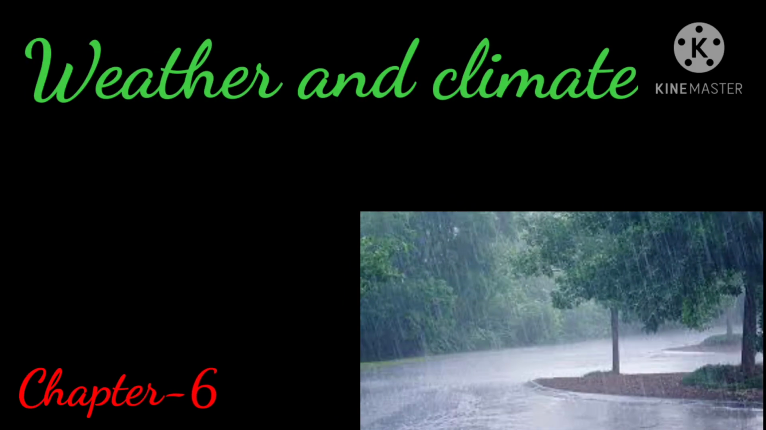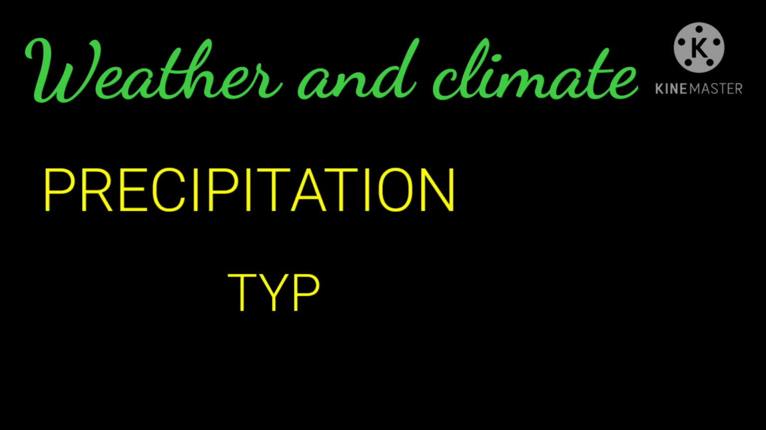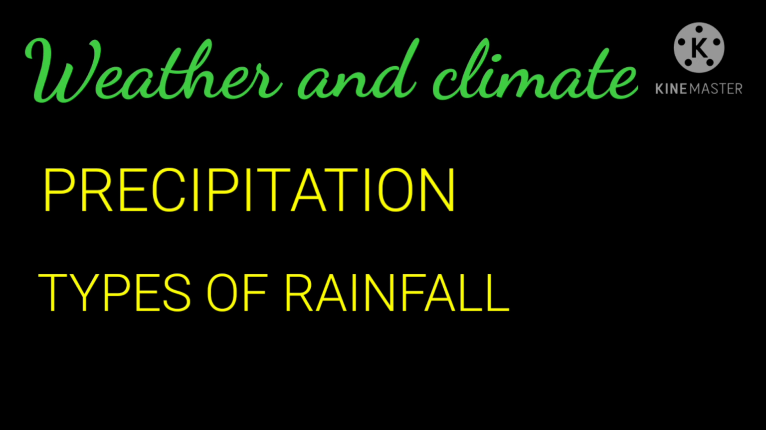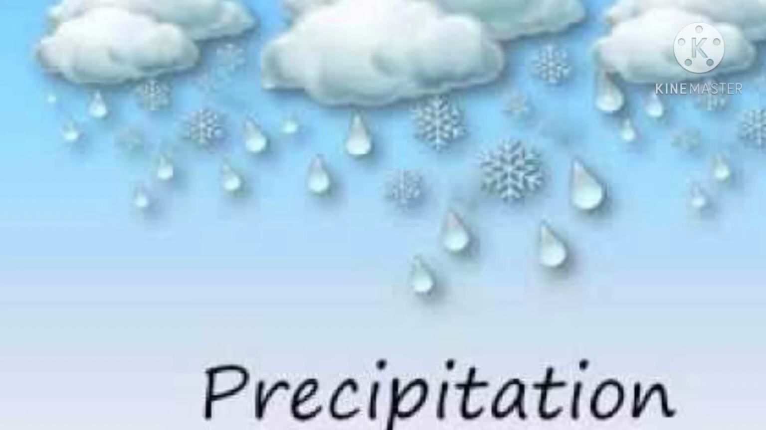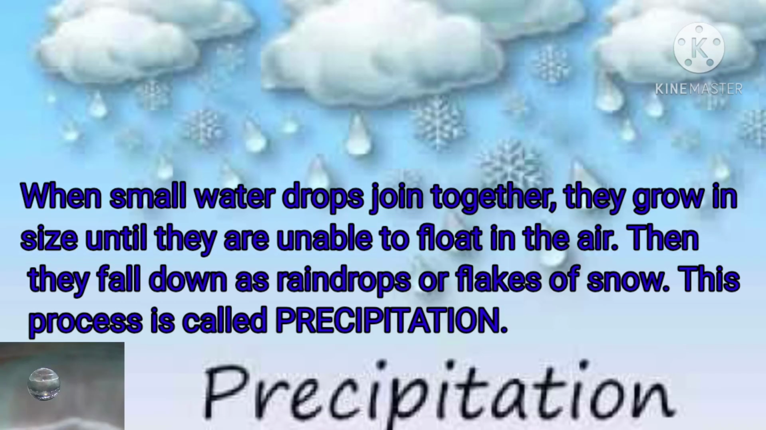Good morning, everyone. In this module, today we are going to talk about precipitation and the different types of rainfall. First, we'll talk about precipitation. Children, when small water drops join together, they grow in size until they are unable to float in the air. Then they fall down as raindrops or flakes of snow, and this process is called precipitation.